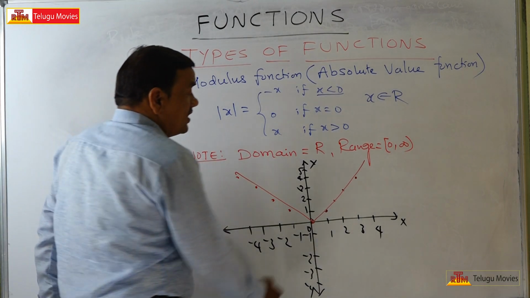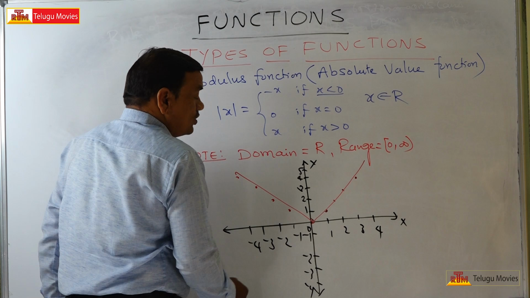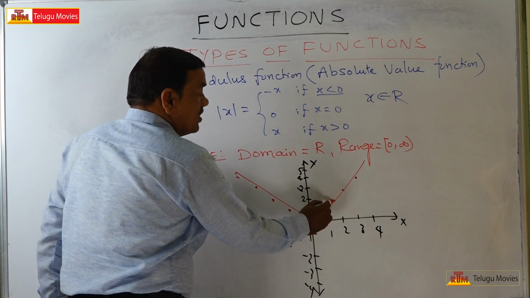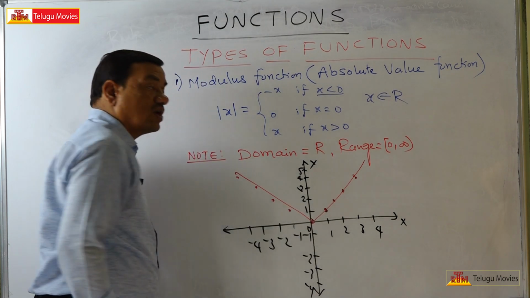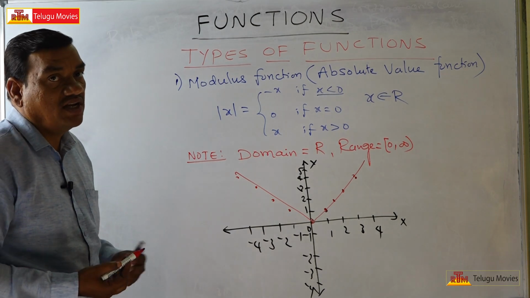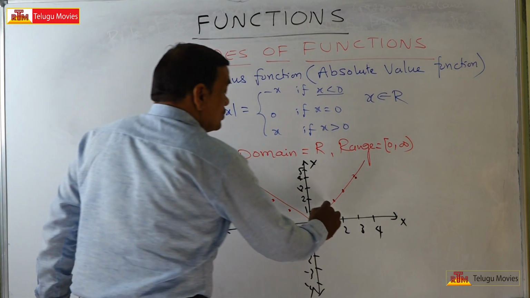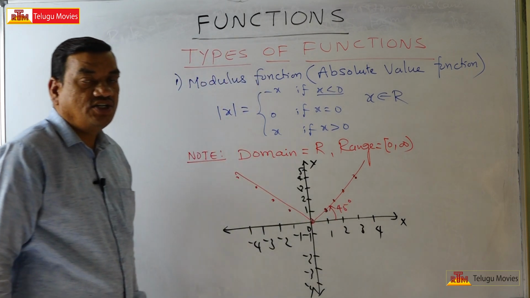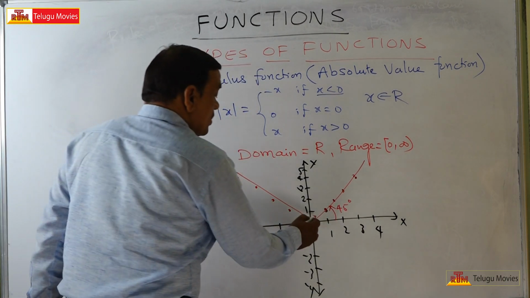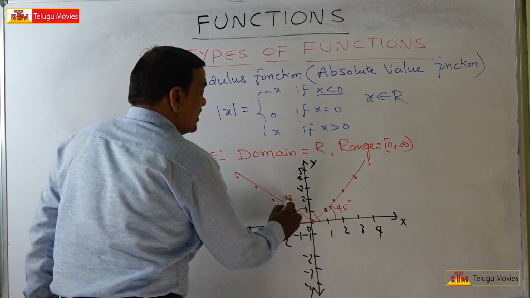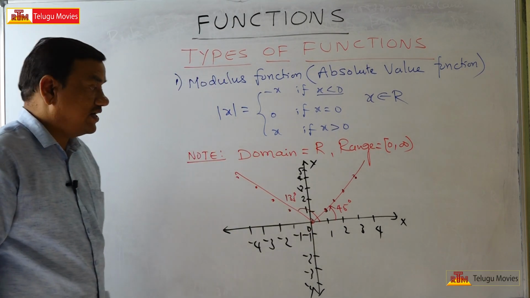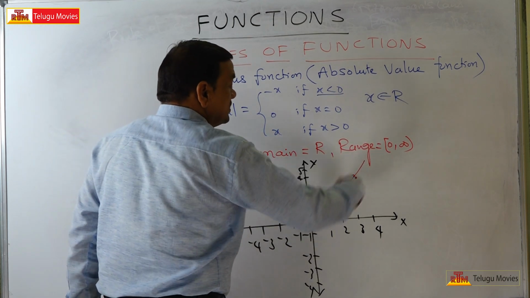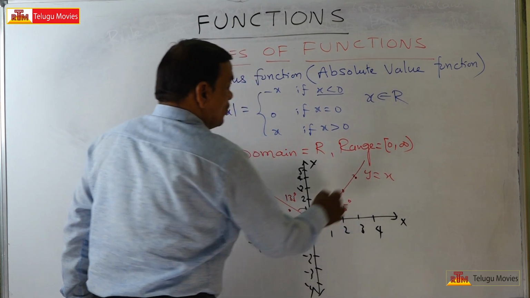If you observe this line, the points are (1,1), (2,2), (3,3), (4,4). What is the slope of that line? It is 1. Therefore the slope is 1, which means this is 45 degrees. Understand this? And one more thing, this angle is 135 degrees. So this branch of the graph we call y is equal to x.